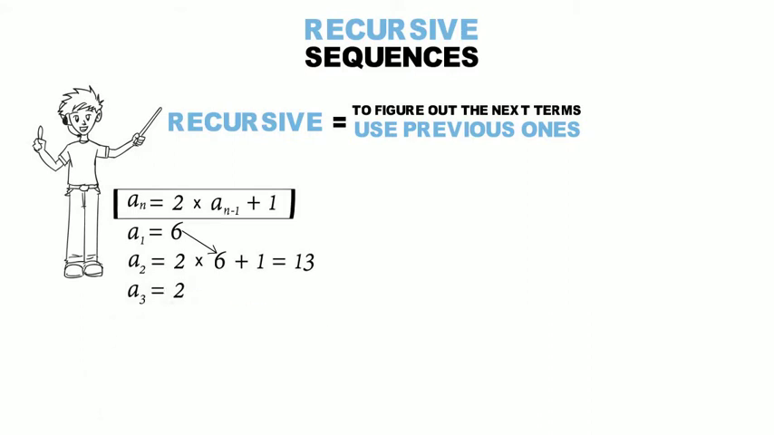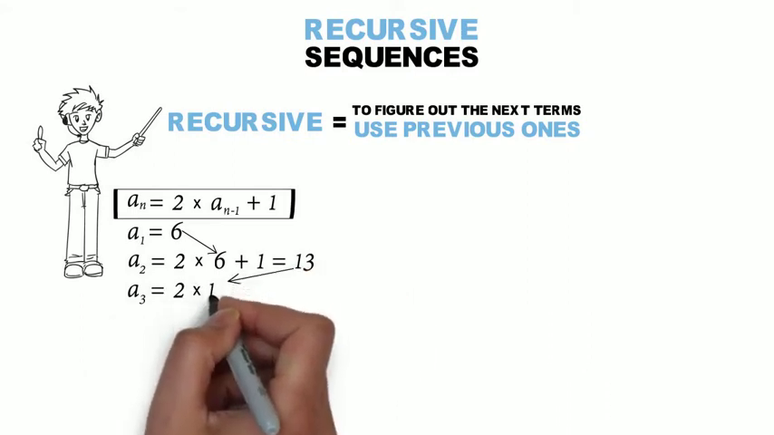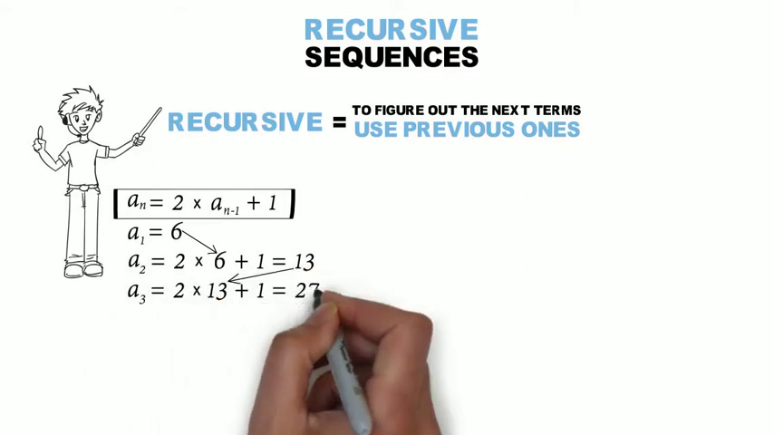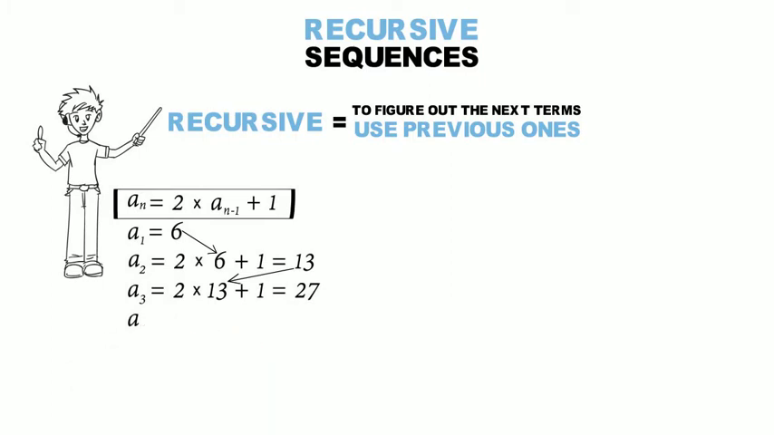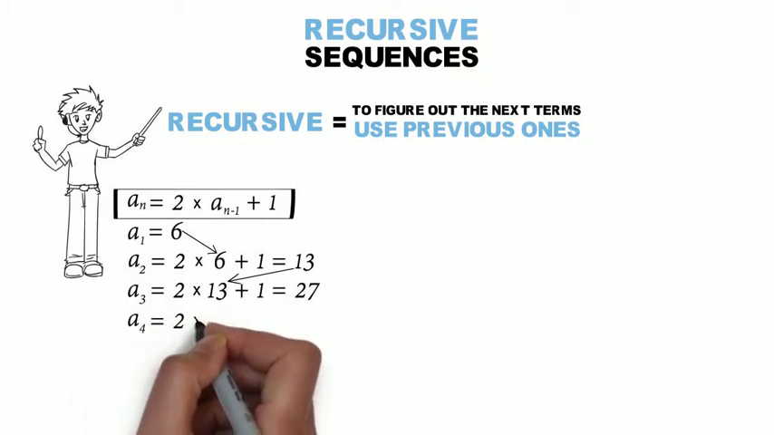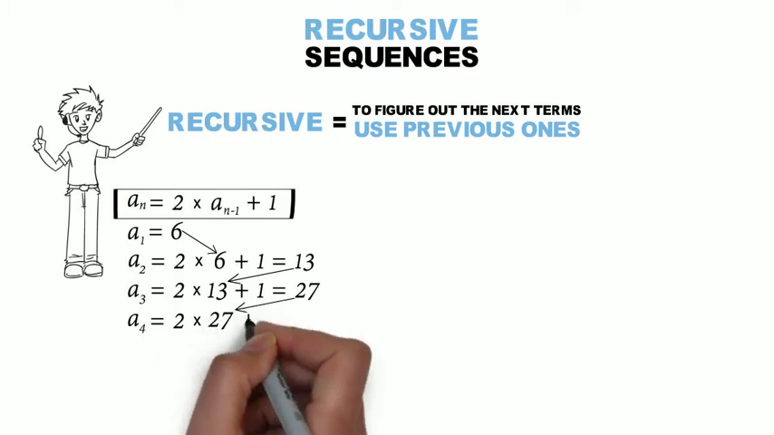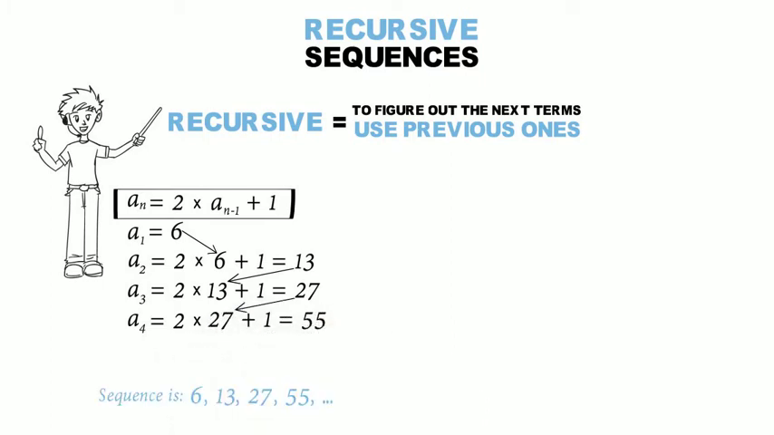a3 is just going to be twice the previous term plus 1. So twice 13 plus 1, and that's 27. Same deal for a4. It's going to be twice the previous term plus 1, which in this case works out to be 55. So that's a simple example of recursion, and let me give you one more.